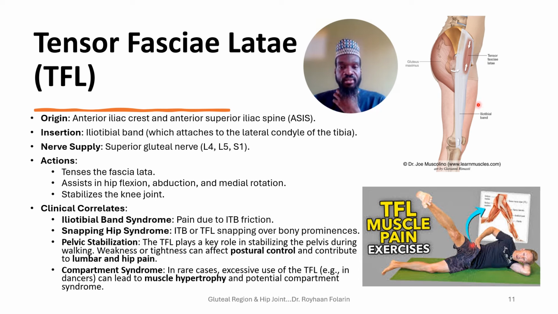So clinically speaking, there could be what is called the iliotibial band syndrome, which is often defined as a pain due to friction in the iliotibial band during frequent use or movement. So there could also be the snapping hip syndrome, in which the ITB, that's the iliotibial band, or the tensor fasciae lata, is snapping over some of the bony prominences. So whenever this happens, it can result in some pain as well. So that's a snapping hip syndrome.